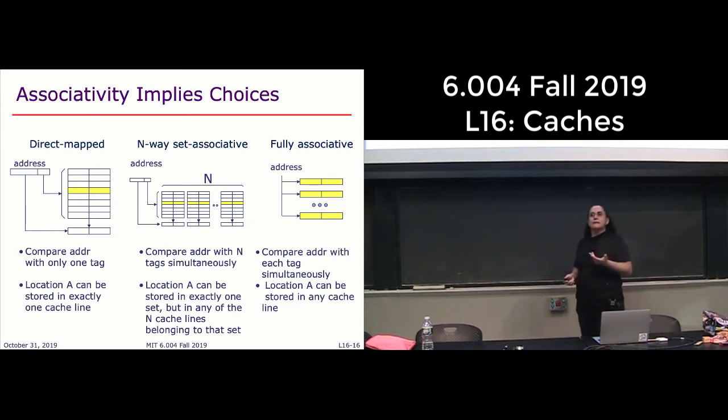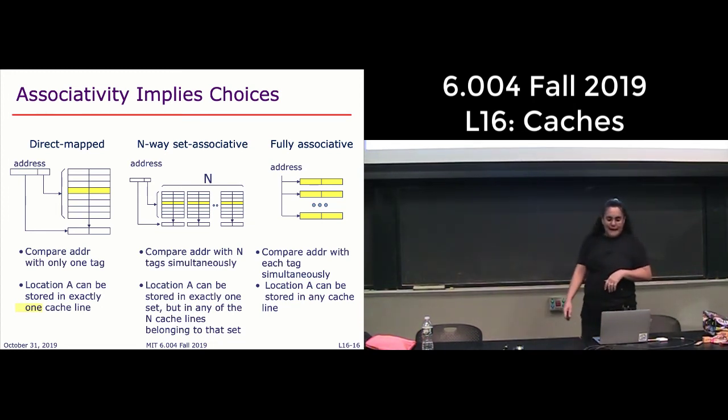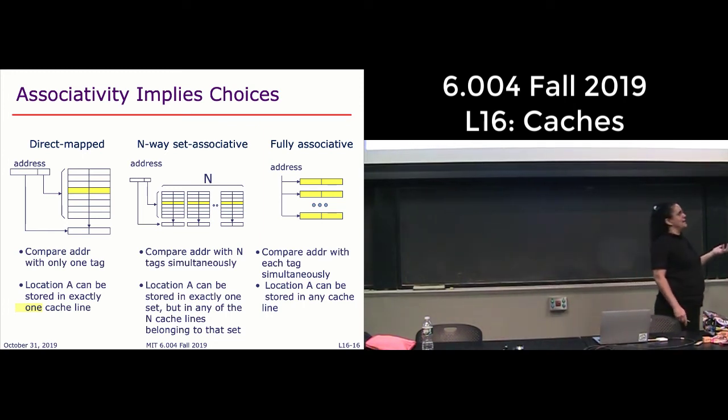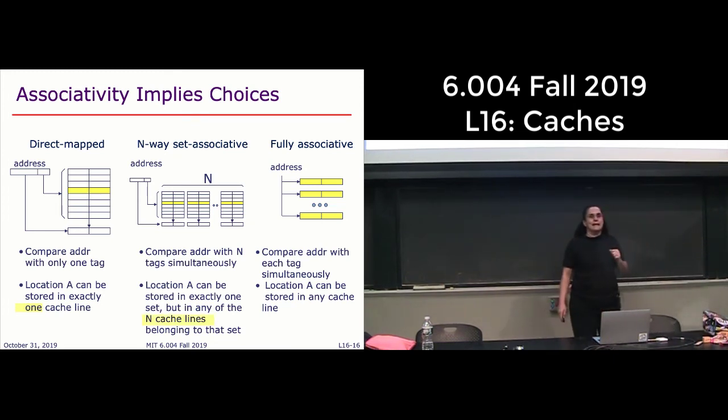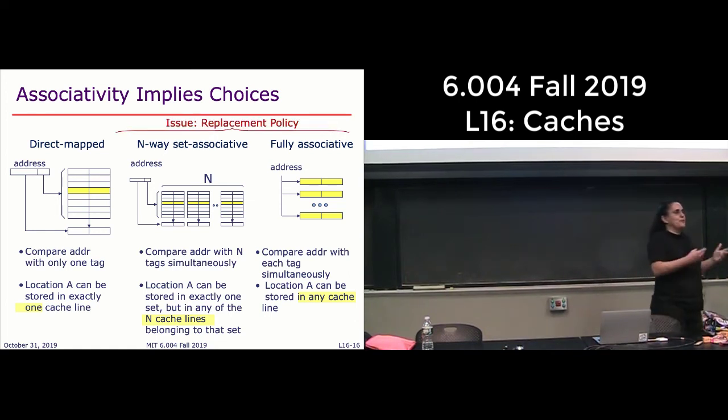So in this simple case of the direct mapped cache, there was exactly 1 line that our particular address could map to. Okay? But now that we've introduced n-way set associative and fully associative caches, for an n-way set associative, there's one of n locations that any address can go to. And for a fully associative, it can go to any of the cache lines. So what this leads to is the fact that we have to think about what's our replacement policy.